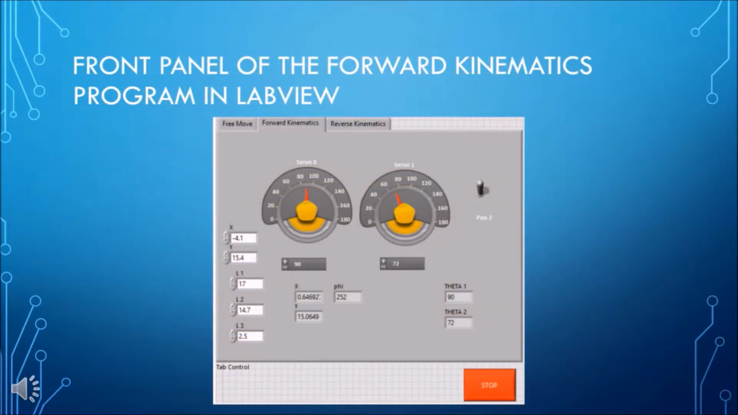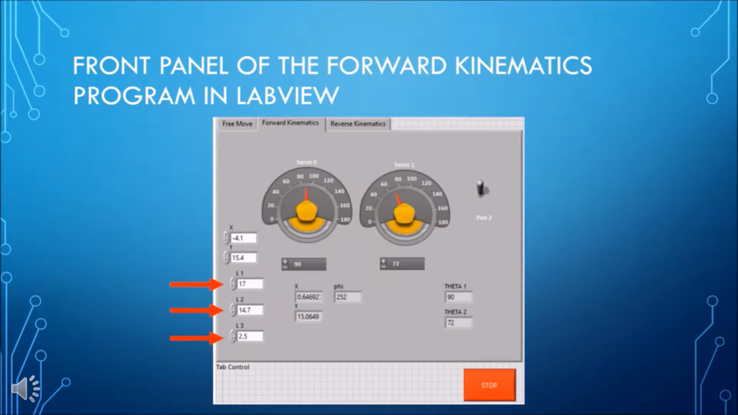We can explain the program with the interface. In this image, the components will be described from left to right and from top to bottom. The first controllers, which are labeled X and Y, are the ones who define the distance from the origin of the robotic arm to the origin of the workspace. The next three are L1, L2 and L3. These three controllers define in the program the length of the links.